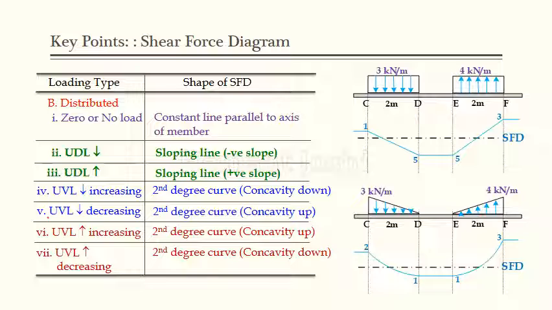Similarly, when the UVL is downward but decreasing, observe here, this is the downward UVL, but it is decreasing. In that case, the concavity is drawn upward. So this is the concavity.